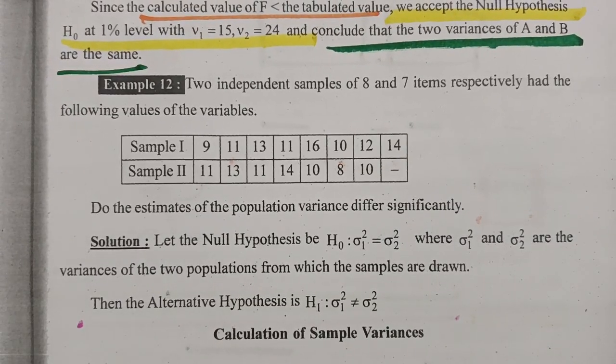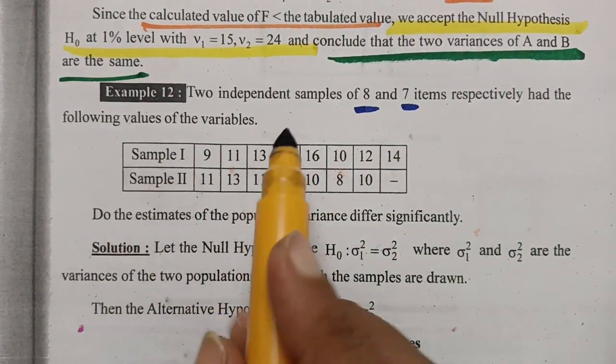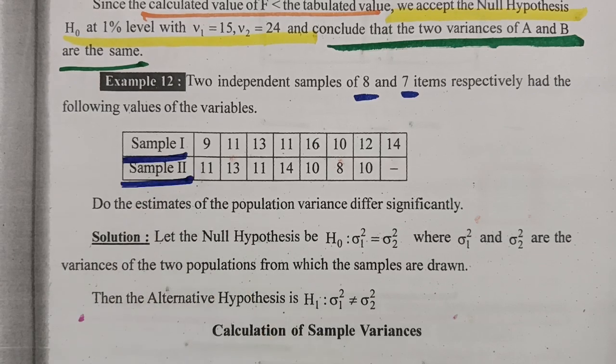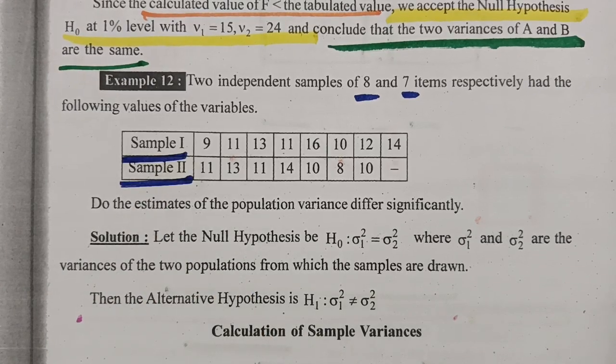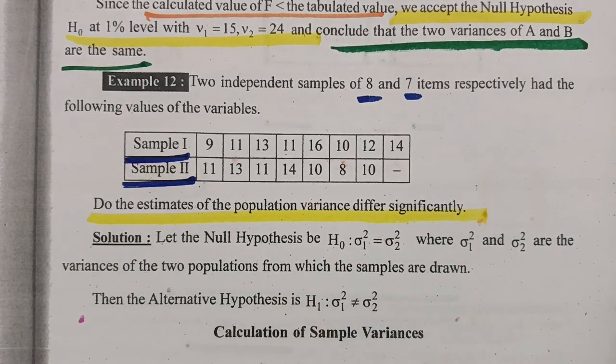And the next one, the last question in this topic, the 12th question. The two independent samples of 8 as well as 9 items respectively had the following variables. So this is sample A and sample B. Do the estimates of the population variance differ significantly? If it is asked about the variance, we have to take the F distribution table.